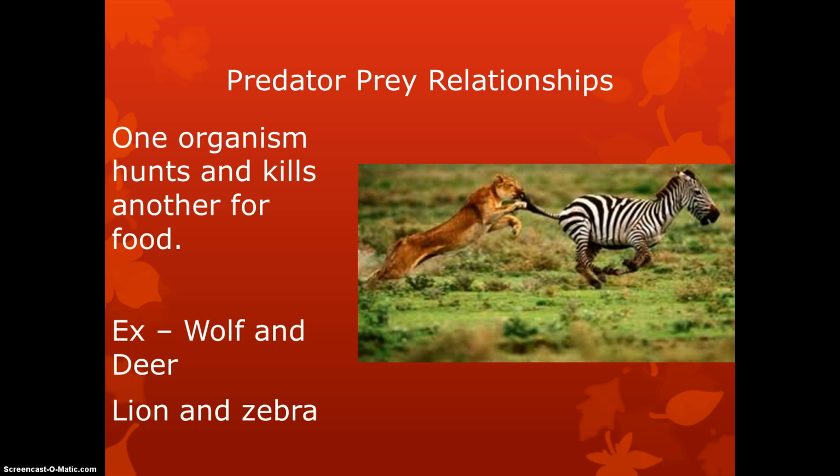The most familiar of our relationships should be the predator-prey relationship. That's something we're all fairly used to. We see it on National Geographic all the time. That's when one organism hunts and kills another one for food. We have a predator, like here I have the lion, hunting and killing the prey animal, which is the zebra. Make sure you know the difference between the predator and the prey organism.